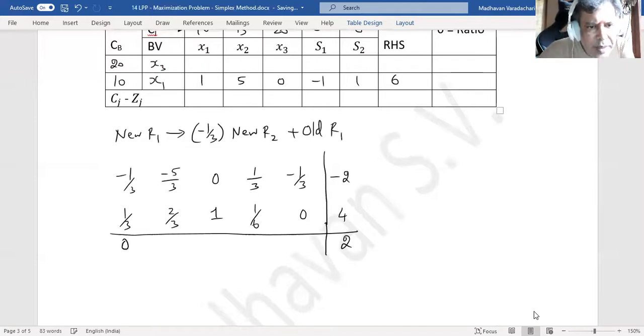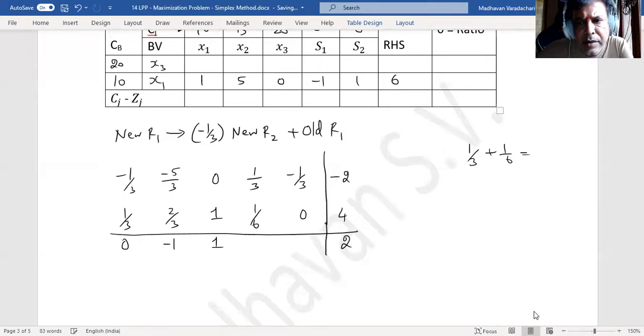Adding these two, we get 0. Here we have minus 5 plus 2 by 3. It is minus 3 by 3, which is minus 1. This will be 1. 1 by 3 plus 1 by 6. LCM is 6. So this becomes 2 plus 1. So it is 3 by 6. 3 by 6 is nothing but 1 by 2. So here it is 1 by 2. Here it is minus 1 by 3. So let me fill up this. It is 0, minus 1, 1, 1 by 2, minus 1 by 3, and this is 2.